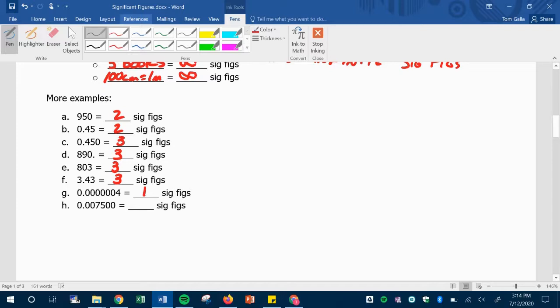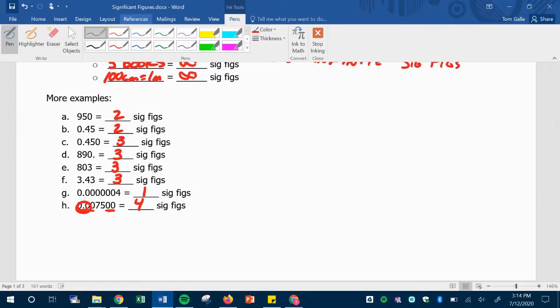And then finally, our last example here, we got 0.007500. And so when we're looking at this one, take a second, think about it. And hopefully you agree, this number has 4 significant figures. Remember, these leading zeros don't count, but these trailing zeros do because of that decimal point. All right, so that's it for sig figs.